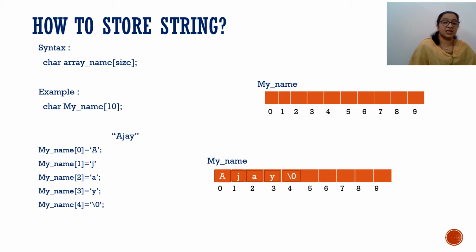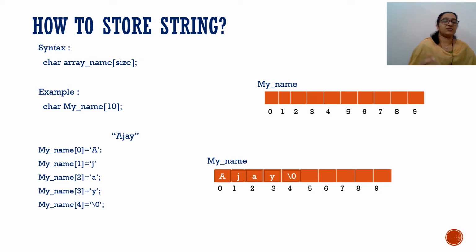So when you are using a string, we need to set the size according to the number of characters plus 1 byte extra for the backslash 0. That is very important when you are declaring a string or character array: we need to specify the size as the number of characters plus 1 byte for the null character. Got it? This is the way of storing a string after declaring.